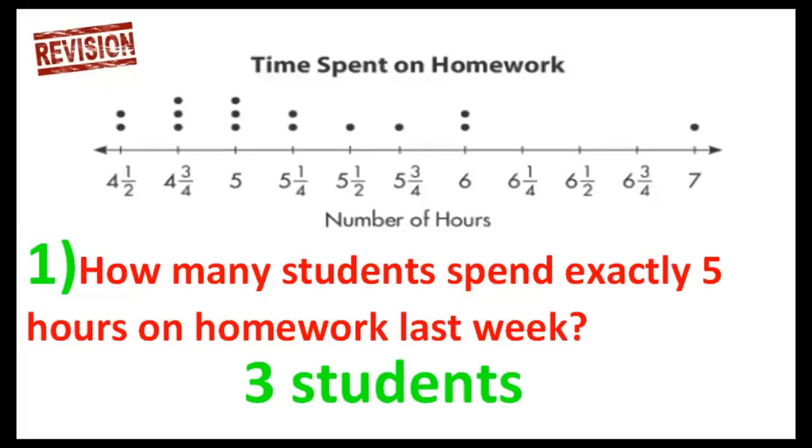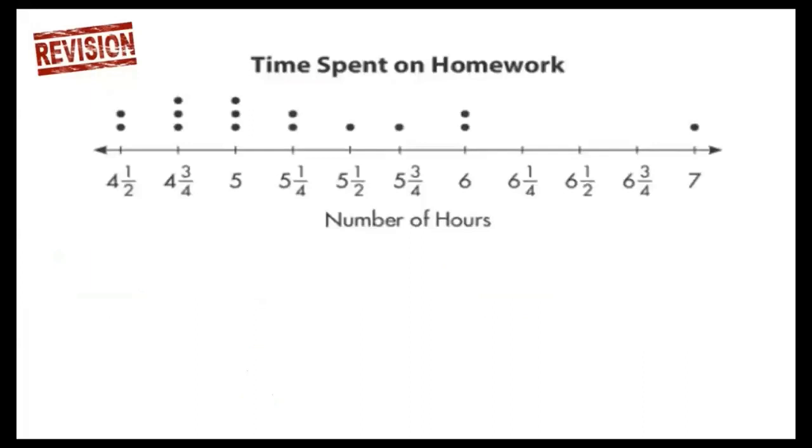Okay, my dear. I get 3 students from where? From the graph in front of you. Where is 5 hours? This number line represents the number of hours. Each value on this number line represents the number of hours. So 5 hours is represented by 3 bold dots, and each dot represents 1 student. So we have 3 students that spent exactly 5 hours on their homework last week. Okay. Question number 2. The same line plot with the same values.